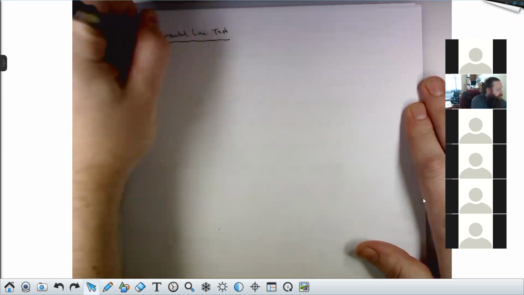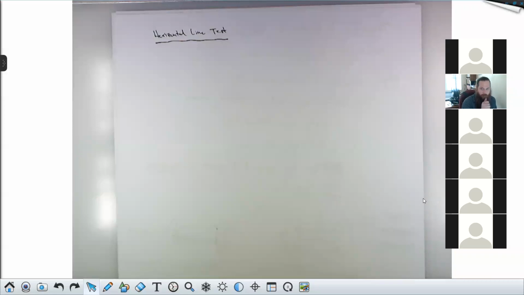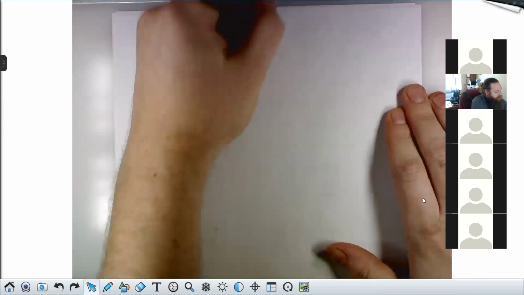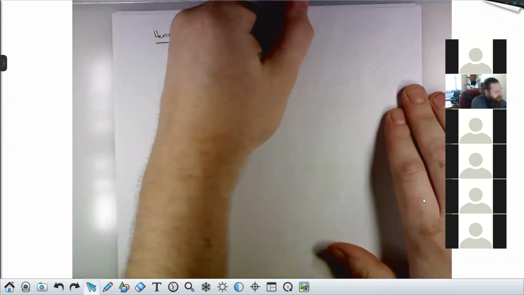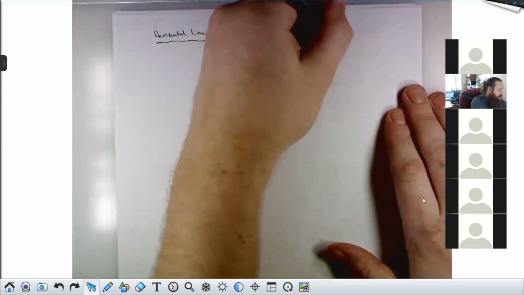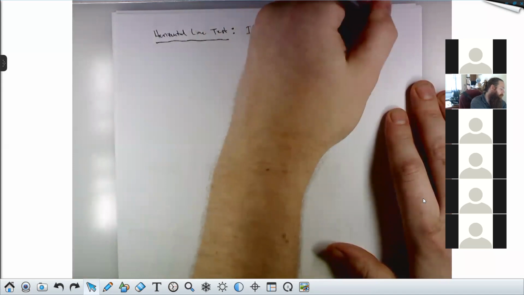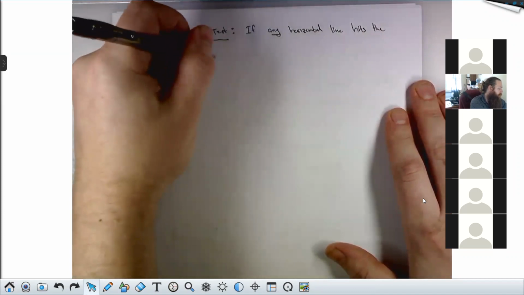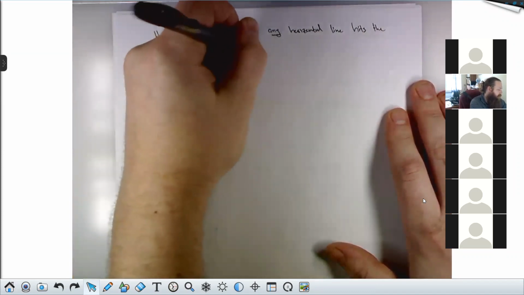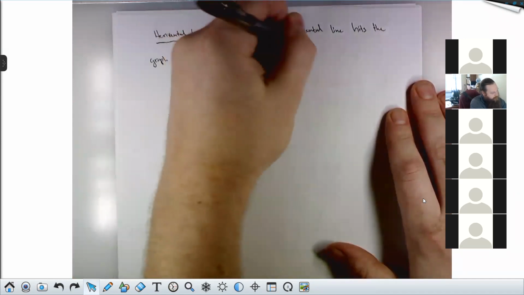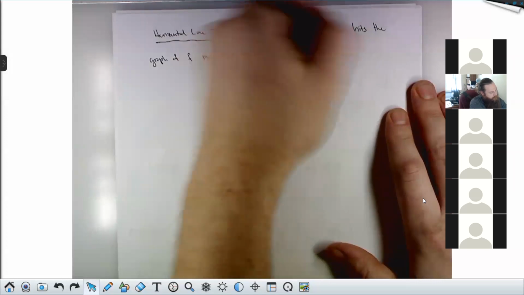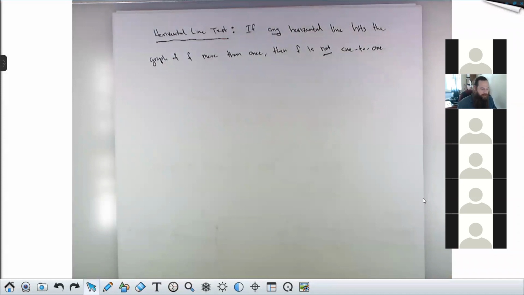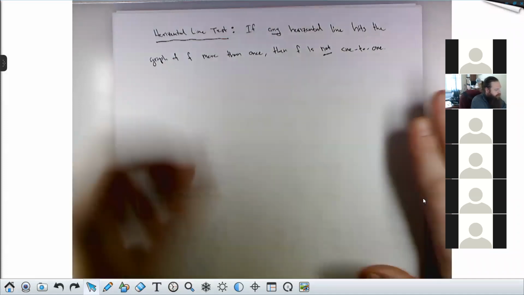So you've got a function, you want to know if it's 1-to-1, graph it. Graph that function. Here's what it says. If any horizontal line hits the graph of f more than once, then f is not 1-to-1. So it's more like a test to see if something isn't 1-to-1 than a test to see if something is 1-to-1.